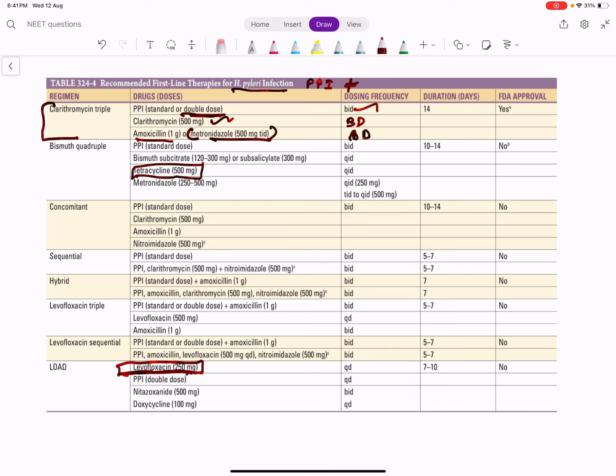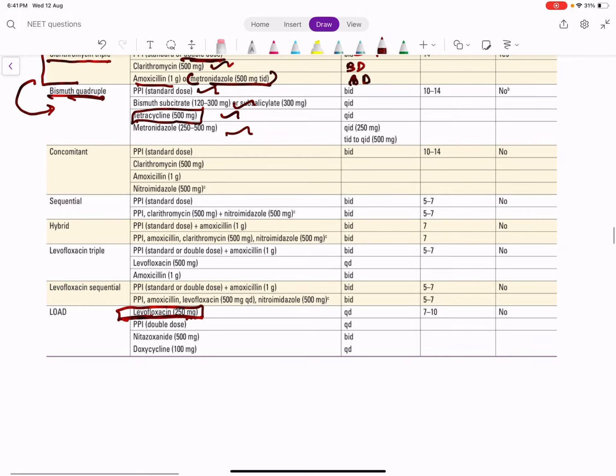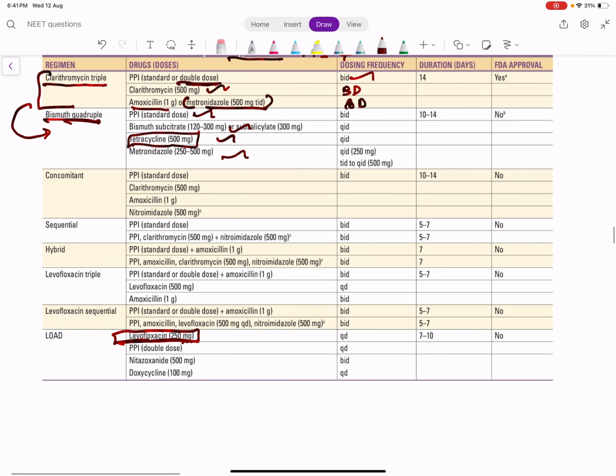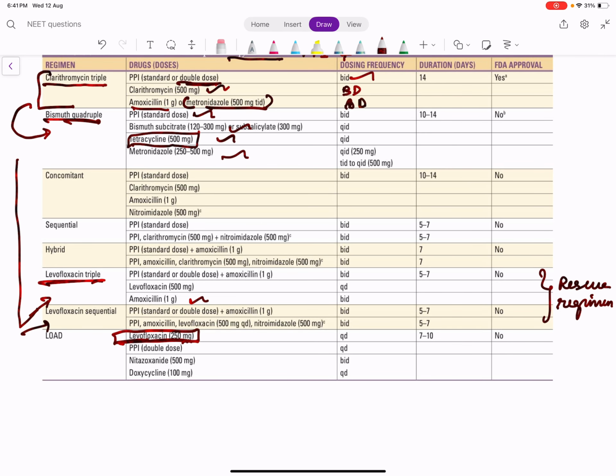So many regimens are there. If one regimen fails, we can use the other regimen. Clarithromycin triple is the commonly used one. We have bismuth quadruple. Quadruple is 4 drugs: PPI, bismuth, tetracycline, and metronidazole. There are so many regimens. Usually when the first regimens fail, the last regimens are levofloxacin based regimens. These levofloxacin based regimens form a part of the rescue regimens. When there is recurrent H. pylori, we can give levofloxacin based regimens. Amoxicillin, instead of clarithromycin, we give levofloxacin and PPI.